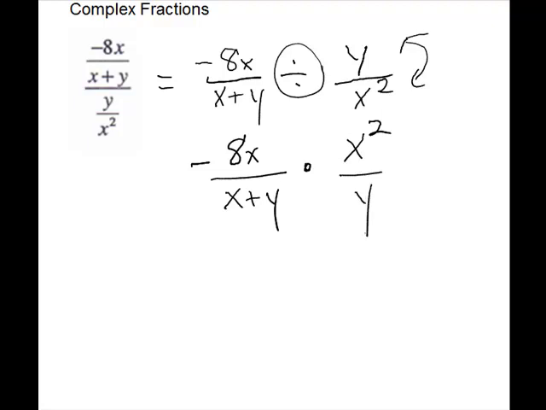Right, we can look and see what might cancel on our diagonals. On this diagonal, nothing cancels. On the other diagonal, nothing cancels. Remember, you can't take a piece off of this x plus y. It would have to be the entire piece. So we'll multiply across the numerator. We have negative 8 x cubed. Those exponents add. And we have y times x plus y. It's fine to leave it in the factored form. You don't actually have to multiply it out.